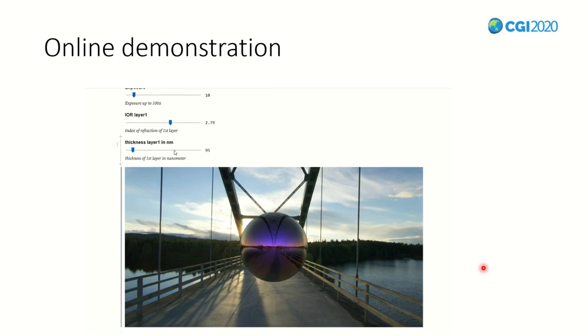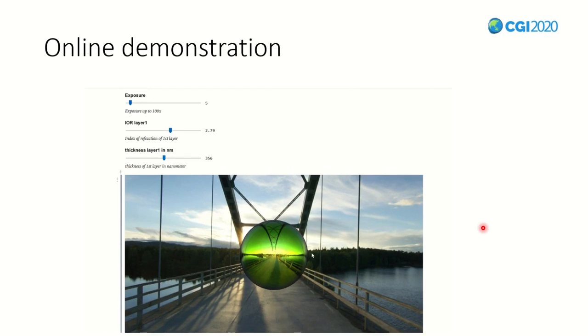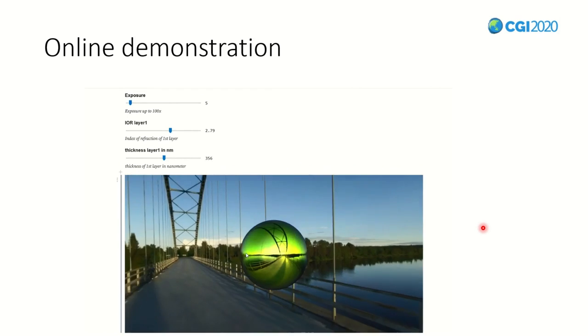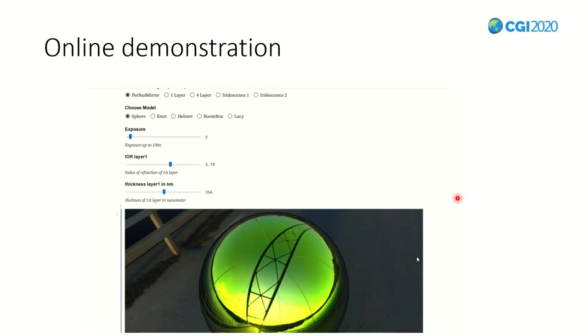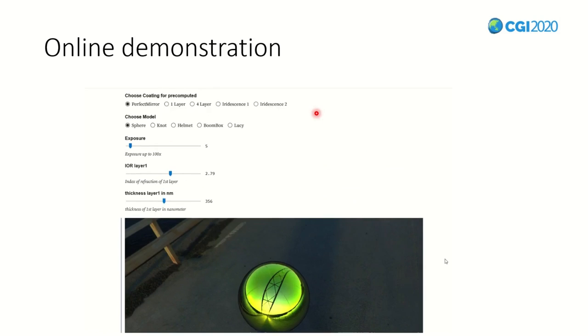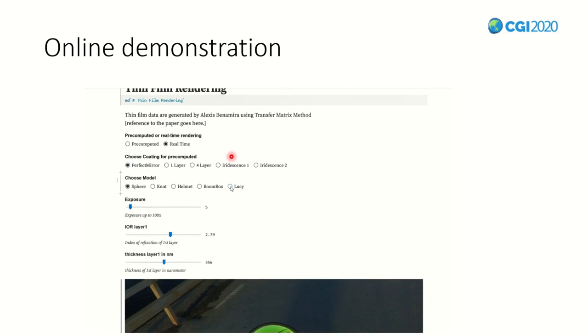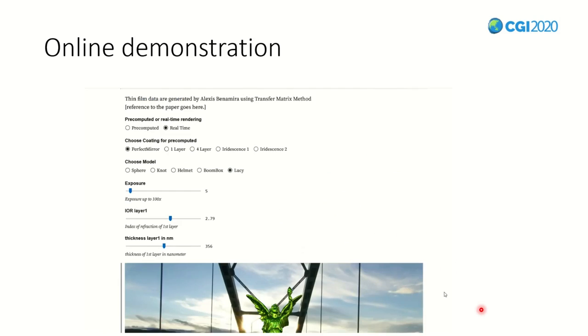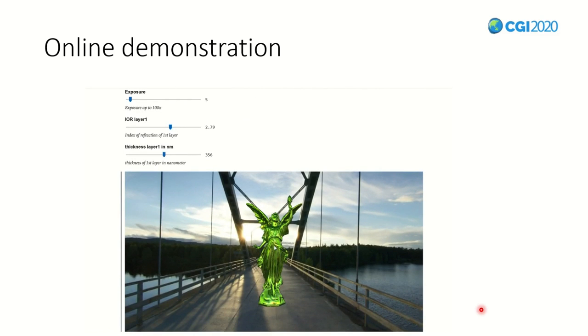Of course, our transfer matrix method can be used not only for anti-reflective coating, but also to observe nice iridescence effects right here. So as you can see, you can also change the model and you can rotate and zoom. And the full code is available online in GLSL for real-time rendering. I really like the Lucy model, which highlights the colors very well. So this is available for everyone to use and to enjoy.